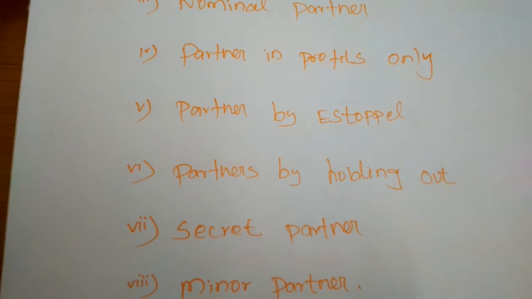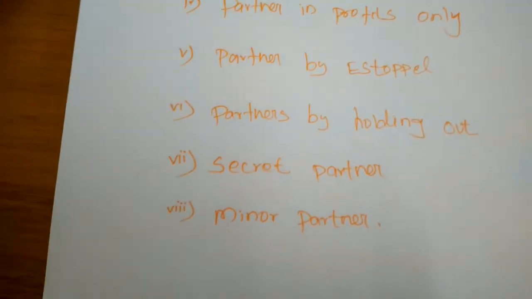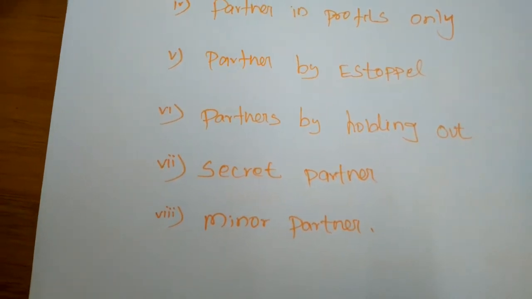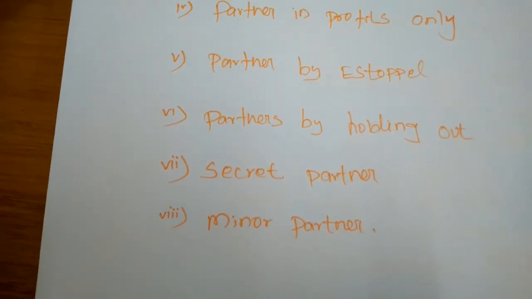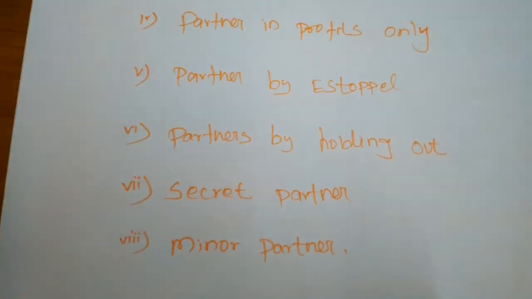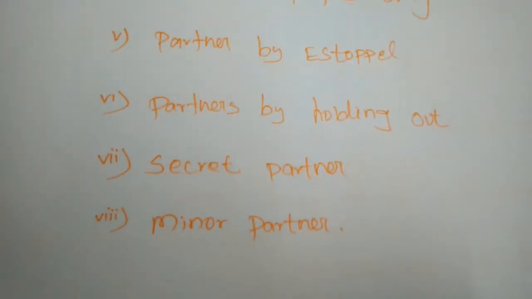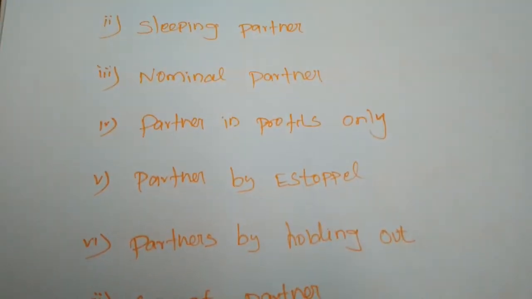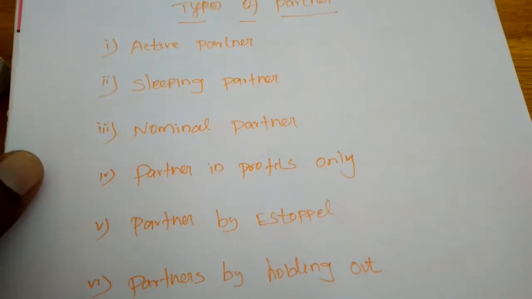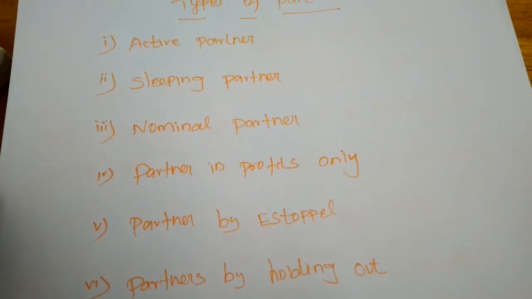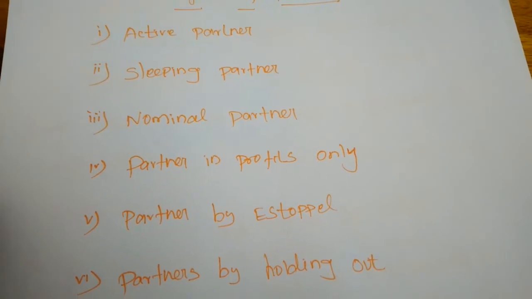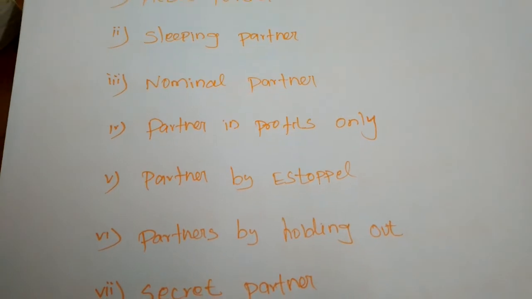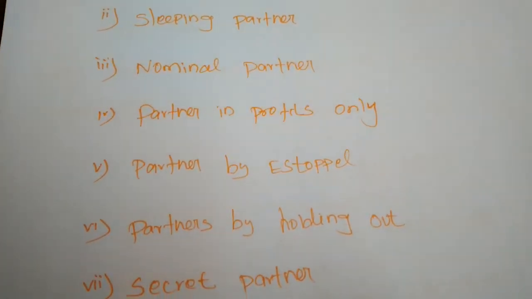Next, partner by holding out. When a person is declared a partner and he does not deny this even after becoming aware of it, he becomes liable to third parties. Some persons will declare other persons as partners, and at the same time, if he does not deny it to third parties after becoming aware of this, he also will become a partner.